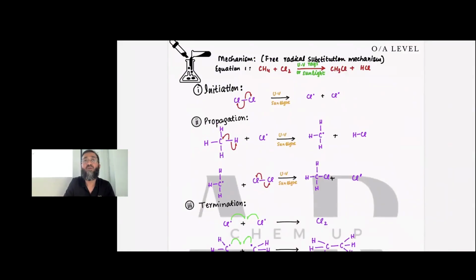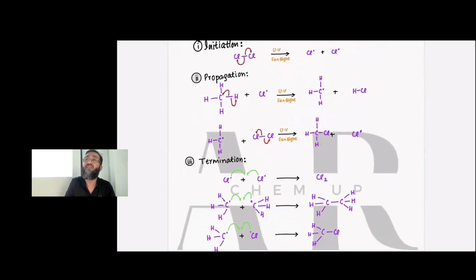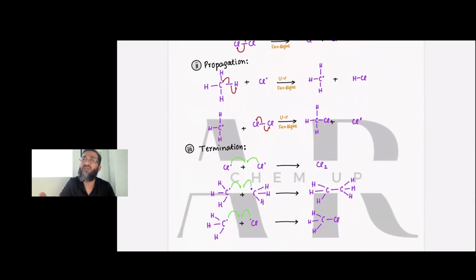So see, the first step is always initiation. The second step is propagation, and propagation has two reactions taking place. In the first reaction, the organic molecule interacts with the halogen radical, forming the organic radical and HCl. Then the organic radical formed in the first stage of propagation reacts with a new chlorine molecule, turning into your product and a chlorine radical.